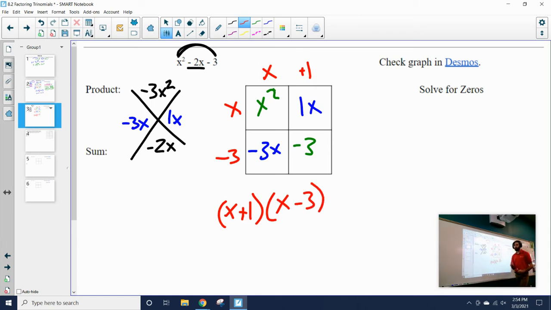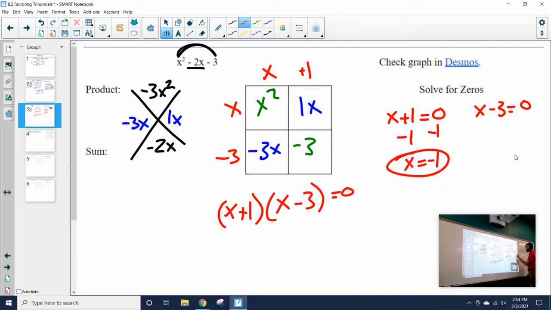And once again, once we get those factors, we can easily solve for our zeros. All we have to do is write x plus 1 equals 0 and x minus 3 equals 0. I'm taking each of those factors and setting each of those factors equal to 0. Well, when does x plus 1 equal 0? If I subtract 1, it's going to be at x equals -1. When does x minus 3 equal 0? If I add 3, it's going to be at x equals 3. So my two solutions should be x equals -1 and x equals 3.